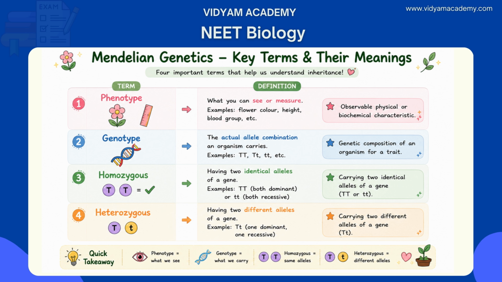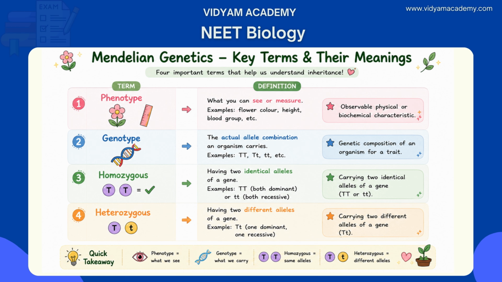Homozygous means both alleles at a locus are identical, either both dominant or both recessive. So here TT is dominant and tt is recessive. Homozygous organisms breed true because all their gametes carry the same allele. Heterozygous means the two alleles differ, one dominant and one recessive. These organisms do not breed true, so their gametes carry different alleles in equal proportion.